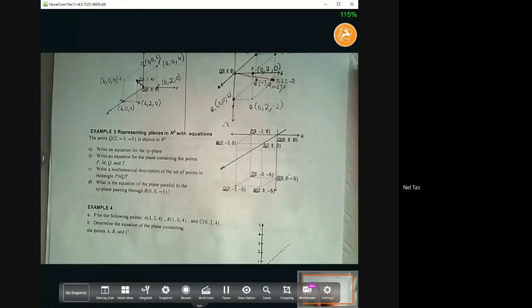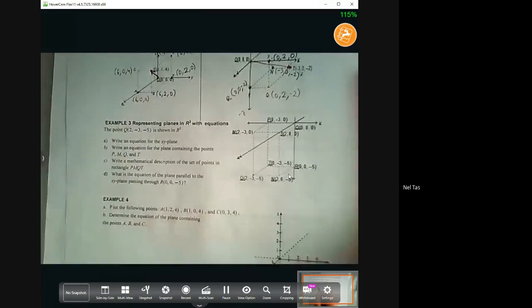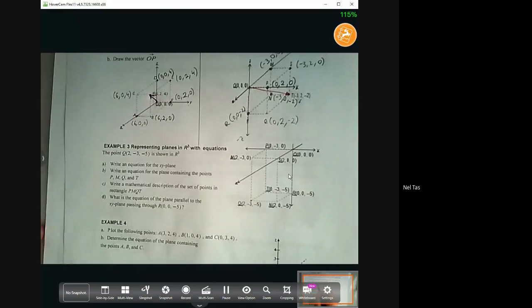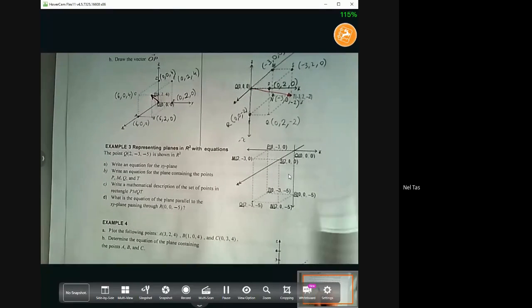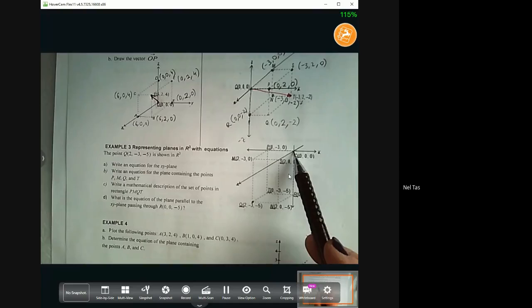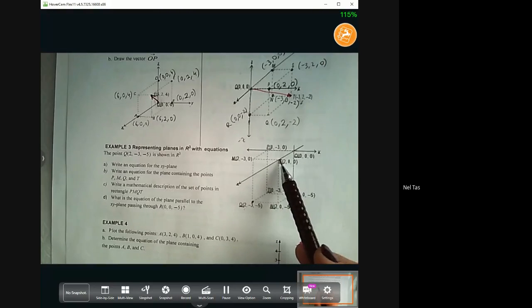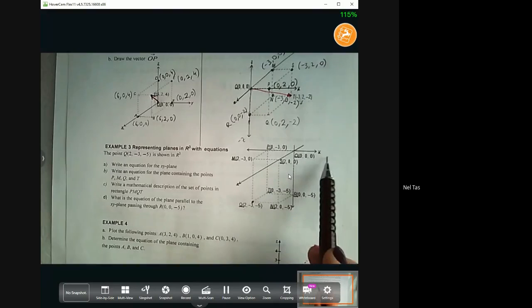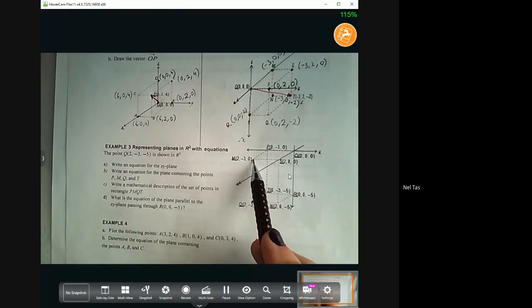Let's look at example 3. A point Q is given in R3. So here is point Q. Coordinates are (2, -3, -5). So this is the origin, and then 2 units on the x-axis, -3 on the y-axis, so that is positive y, that side is negative y, so -3 on the y-axis, and then -5 on the z-axis, so you go down, -5. So this is point Q.